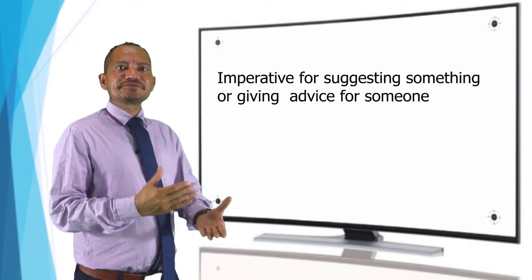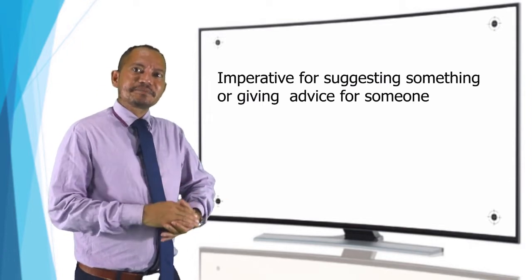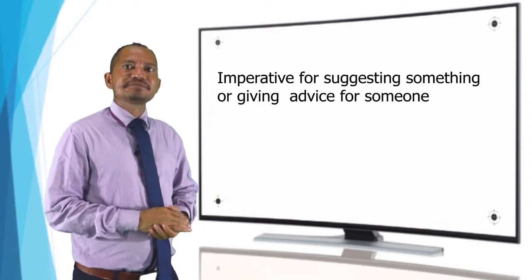Now, moving on, let's look at the use of imperatives to suggest something or give advice to someone. For example, let's say you have someone as a guest in your house, and that after talking for a few hours, the person decides to leave. But when the person is about to leave, you see that it suddenly starts to rain.